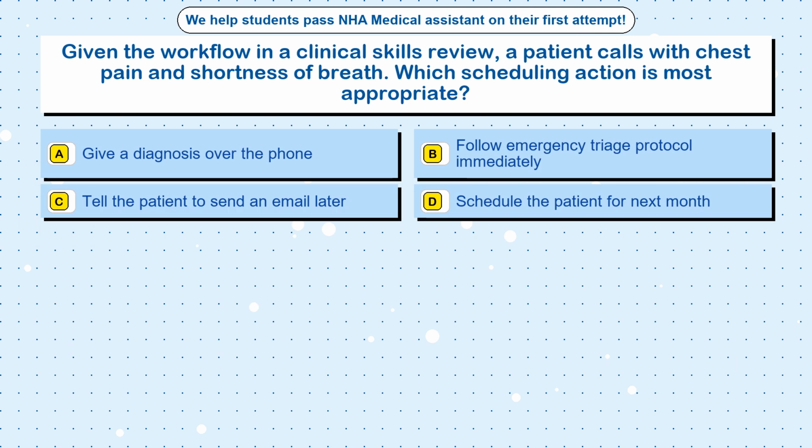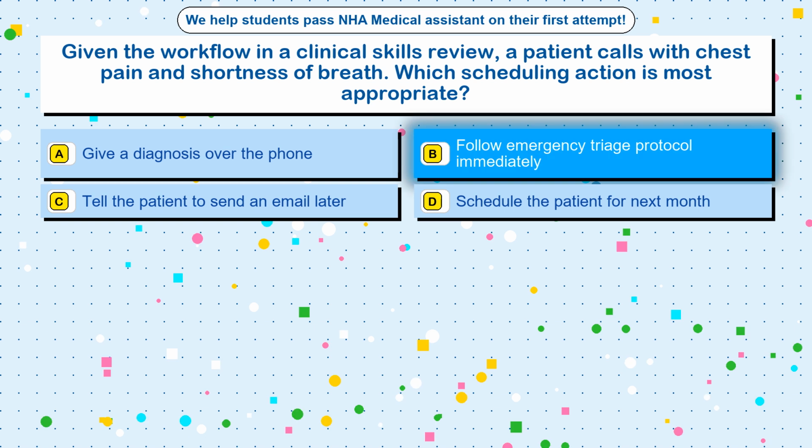Question 28. Given the workflow in a clinical skills review, a patient calls with chest pain and shortness of breath. Which scheduling action is most appropriate? Option A. Give a diagnosis over the phone. Option B. Follow emergency triage protocol immediately. Option C. Tell the patient to send an email later. Option D. Schedule the patient for next month. The correct answer is option B.